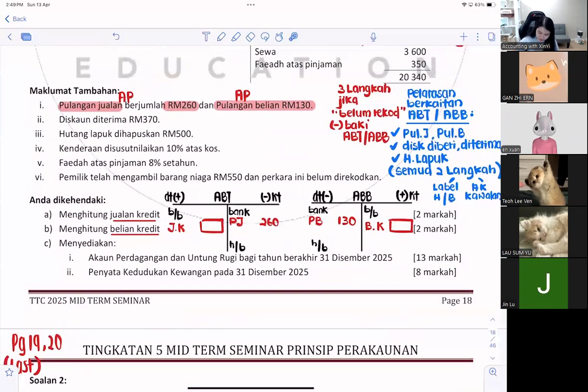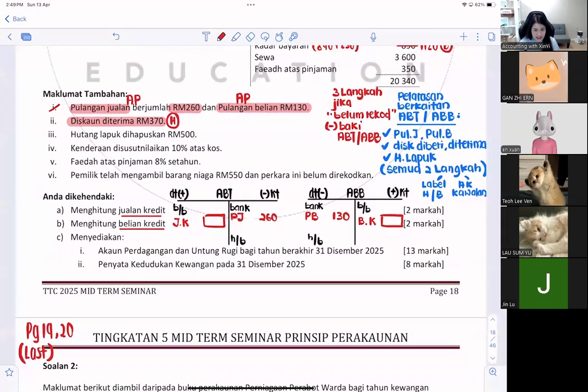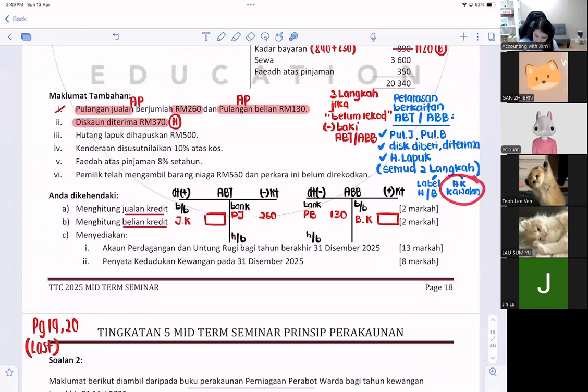Okay, continue. Second point, discount diterima 370. The first step is we put it as a hasil. Is something good to us, okay? And as well as the second step, put inside account kawalan, but it must be ABT or ABB. So you ask yourself this question: under what condition that I would be receiving discount? Should I be the one receiving, that I receive discount? Or I am paying so I receive discount? Which one makes more sense?